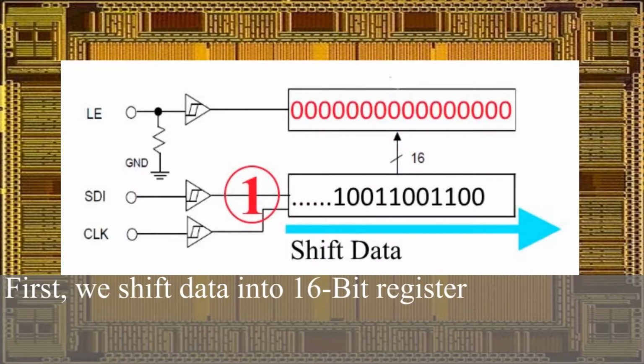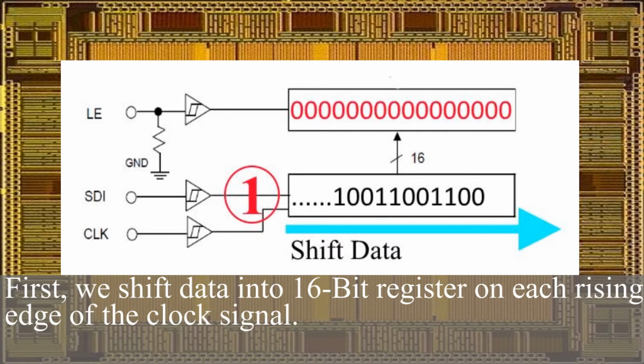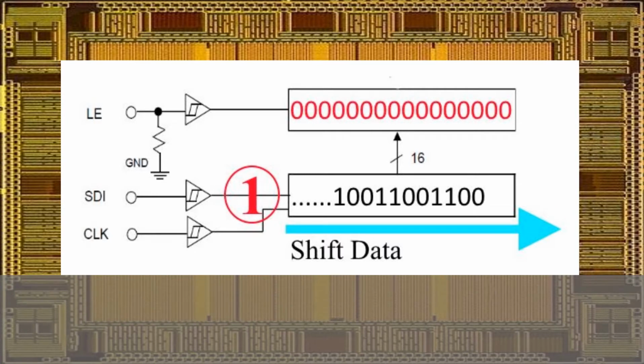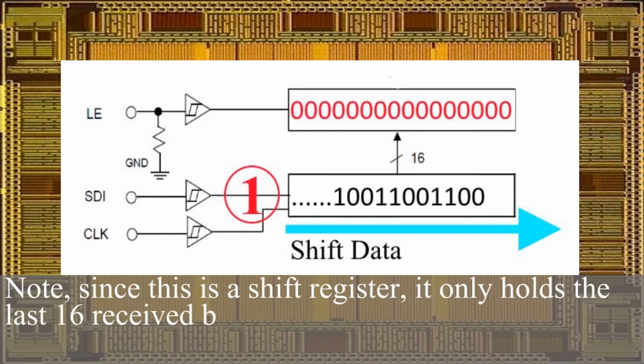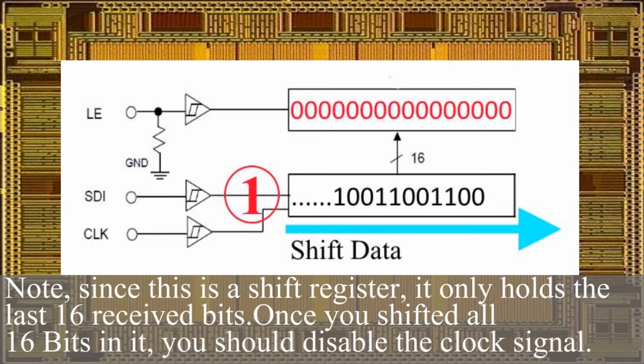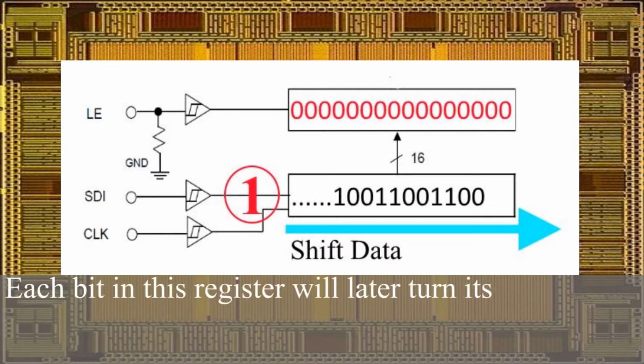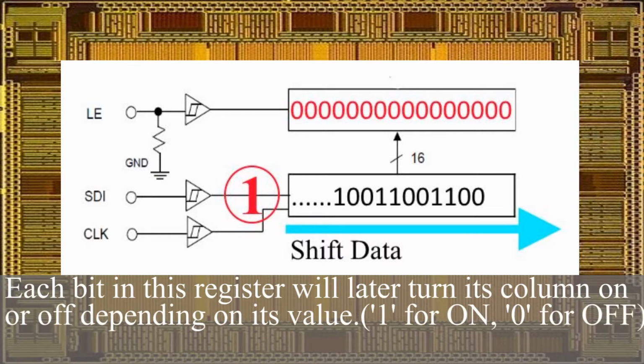First, we shift data into the 16-bit register on each rising edge of the clock signal. Note: since this is a shift register, it only holds the last 16 received bits. Once you have shifted all 16 bits in, you should disable the clock signal. Each bit in this register will later turn its column on or off, depending on its value.